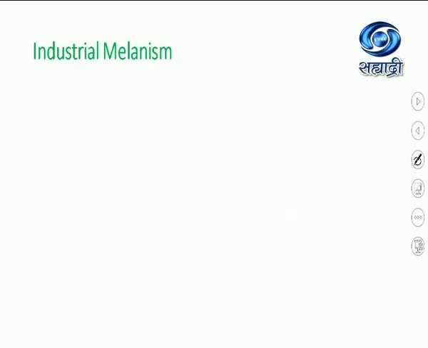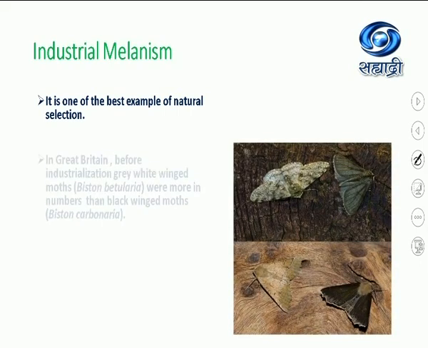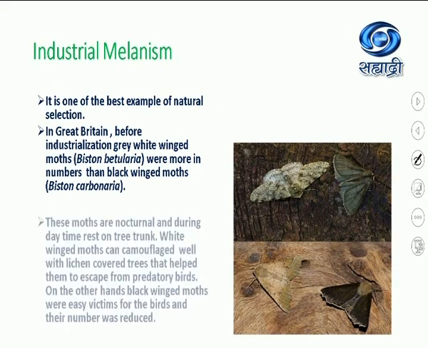Let us see. To study more about this survival of the fittest or natural selection, let us see the example of industrial melanism. It is one of the best examples of natural selection, how nature is selecting who will survive and who will not. In Great Britain, before industrialization, grey-white wing moths, Biston betularia, were more in numbers than the black wing moth, Biston carbonaria. Okay, let us see what it is all about.